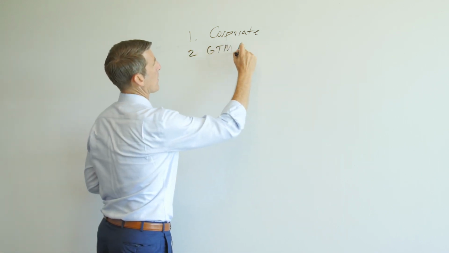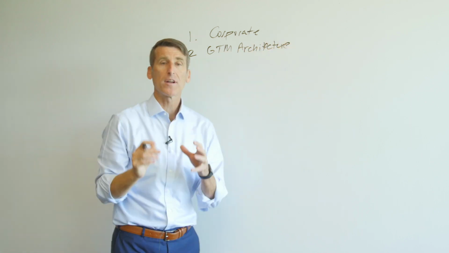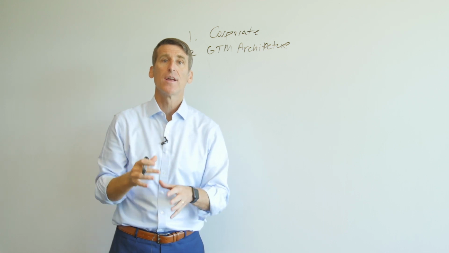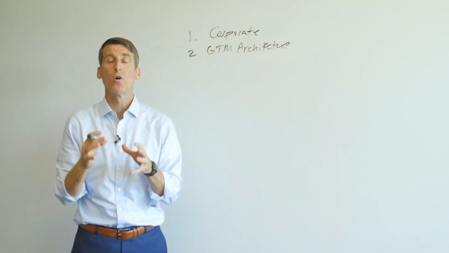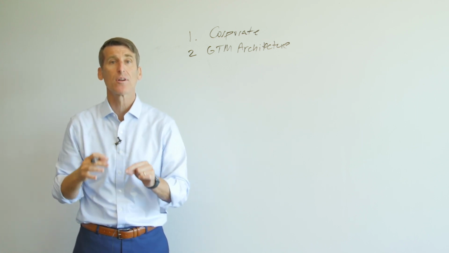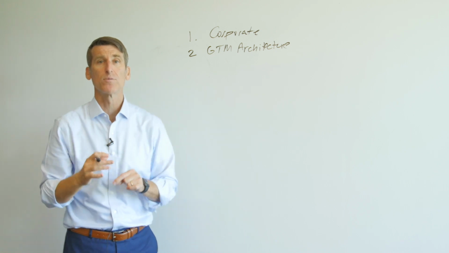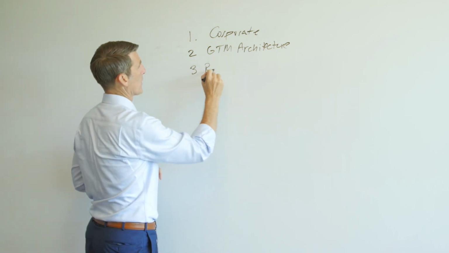The second is your go-to-market architecture. So when you think about go-to-market architecture, what we mean is really understanding what are the markets that you're prioritizing to go after, and how do they actually buy, the buyer's journey that they go through to make a purchase decision, all the way down to the persona level, having clear agreement with marketing and product on what those personas are.